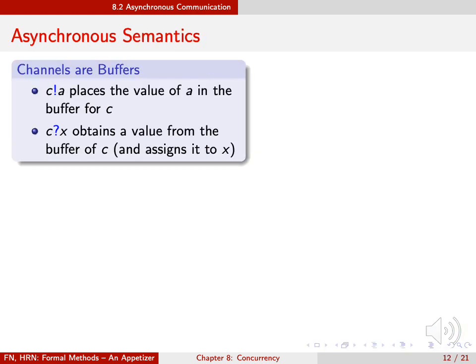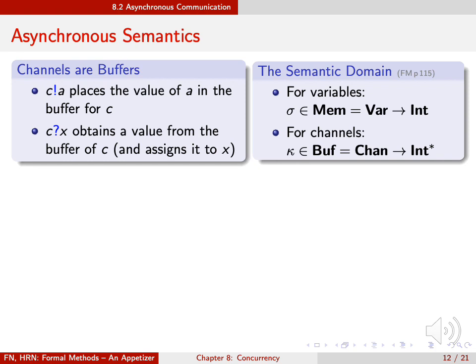For the semantics, we need to modify our configurations. We need a buffer for each channel, so that output can place a value in the buffer and input can remove a value from the buffer. Ignoring arrays, our memories just map variables to integers, whereas our buffers map channels to lists of integers.